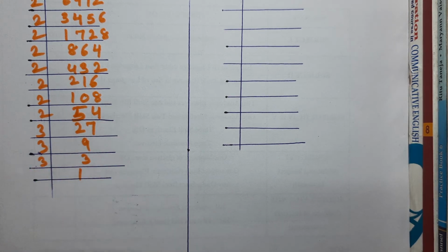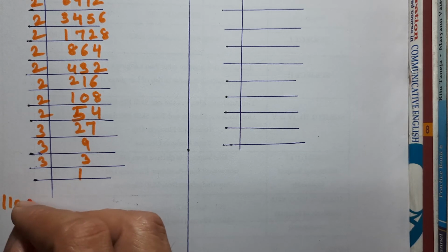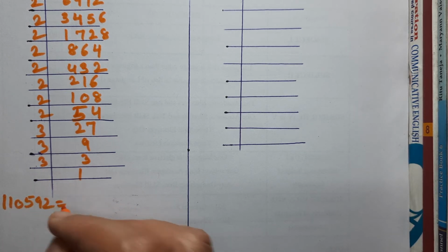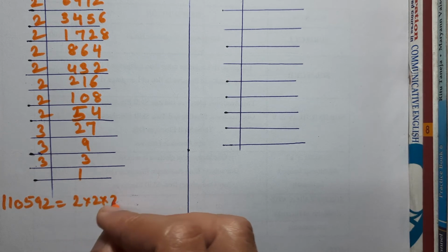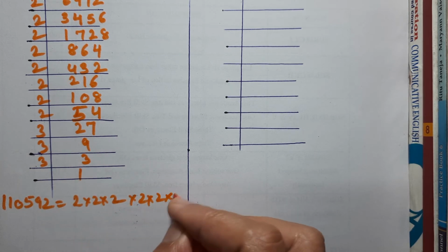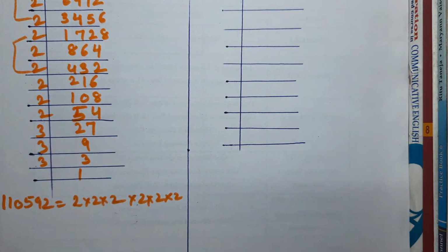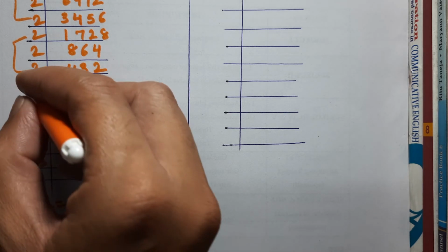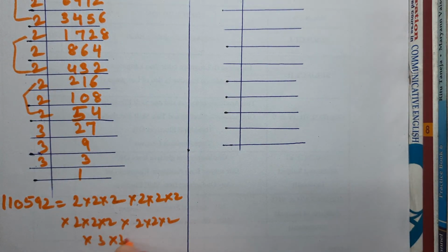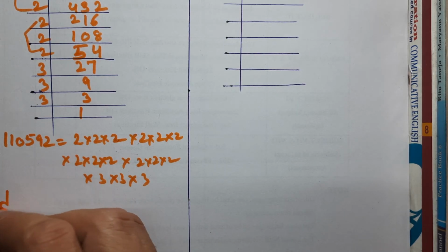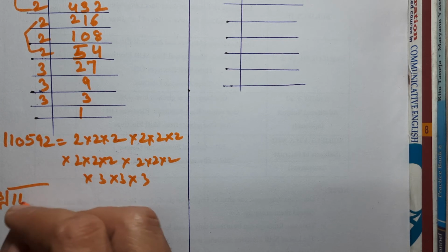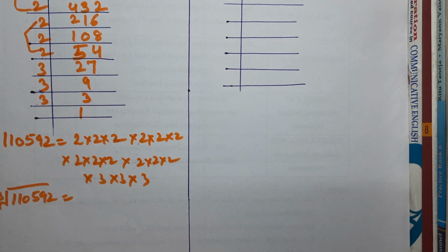So we can write the prime factorization of 110,592. First of all, the 2's. You can make the pairs. Okay. Now only 3 is left. So putting the cube root sign now. Cube root of 110,592. You can write directly.